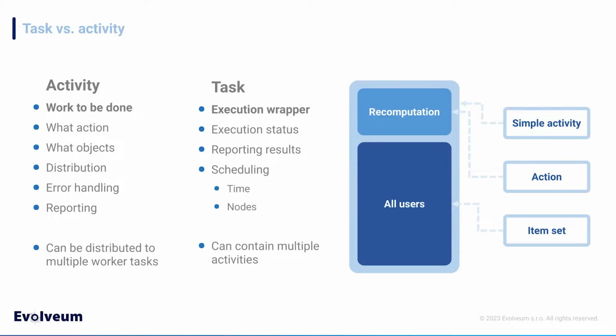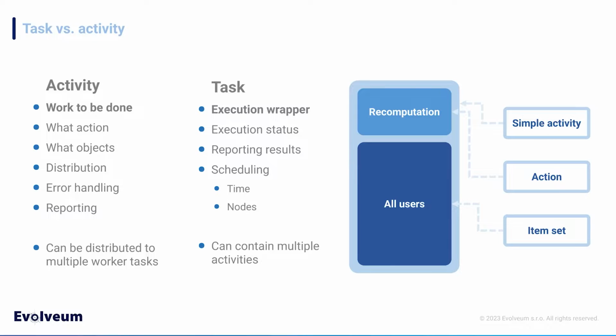An activity is something which is basically encapsulated in a task. The activity is specifying the work that needs to be done. As you can see in the picture on the right, we have an example of a simple activity, and we need to define what action, for example, recomputation of a user, and on what objects. It might be all users, or you can use a query to select only particular users.